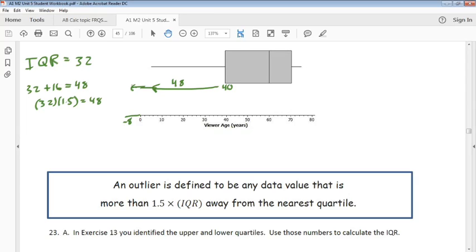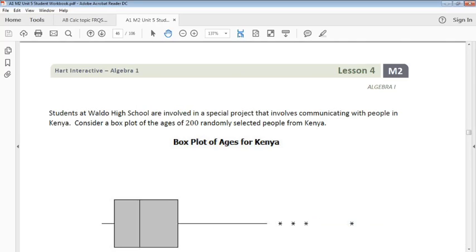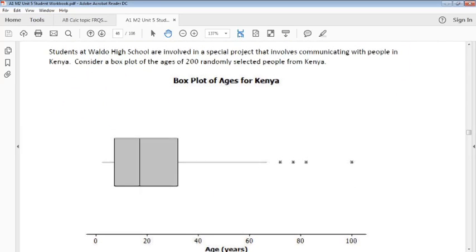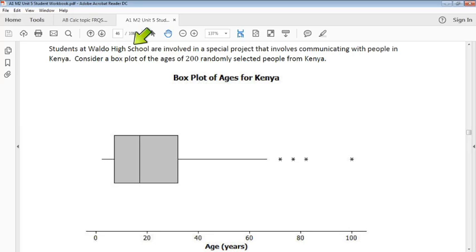Let's look at an example where there would be outliers. Here we go. Let's turn the page. Okay, here's a new set of data. Students at Waldo High School are involved in a special project that involves communicating with people in Kenya. Consider a box plot of ages.